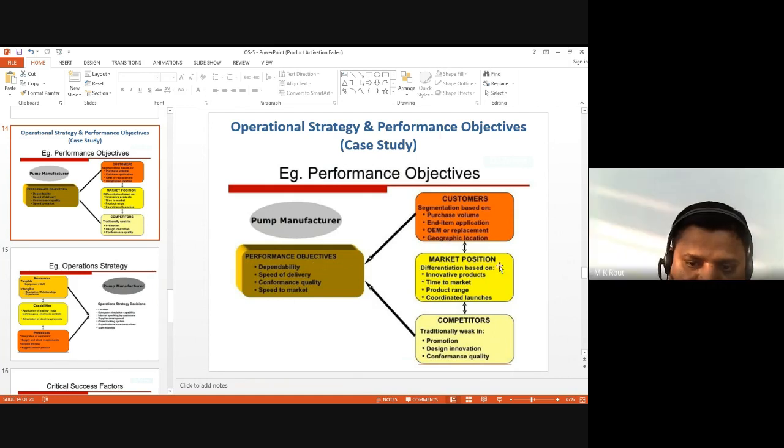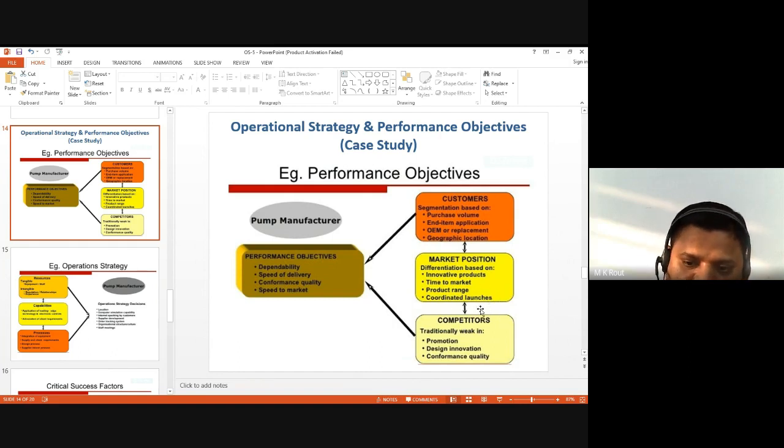Next part, the market position. Whenever you go for sustaining the market, you have to go for an innovative product and deliver your product speedily, or timely, in the market. And your product has a different range. That means you go for product mix. If you go for the pump industry, in that case a 1 HP pump is there, a 2 HP pump is there, that is the different range of pump. And the company also goes for coordinating different launches, which are promotional activities to sell the particular product.